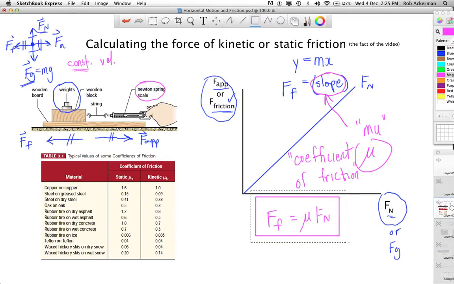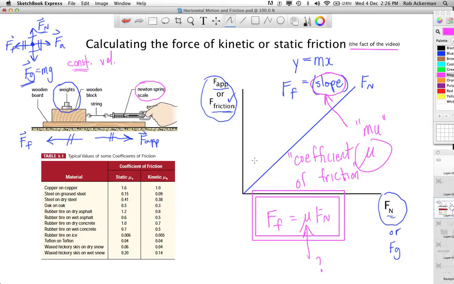It's not that I'm not going to give it to you on a quiz, but I want you to memorize it because people often forget how to calculate friction even when they see this on the formula sheet. So today this is the fact of the video, just to memorize that formula. But getting back to things, where do you get this number from?